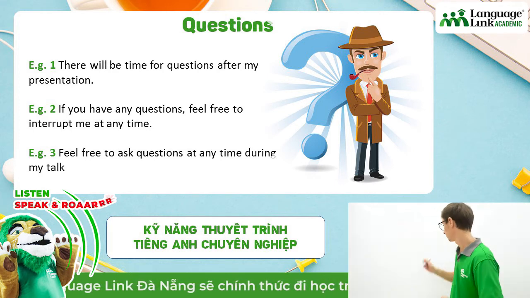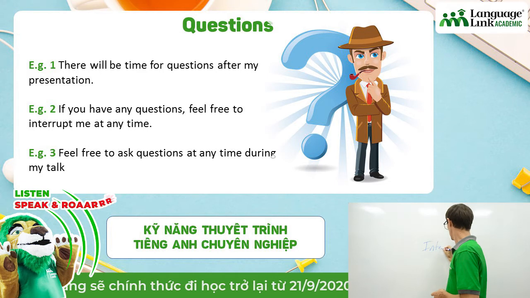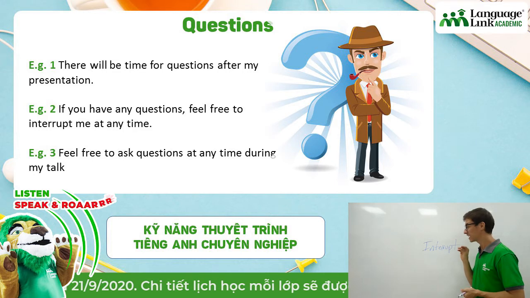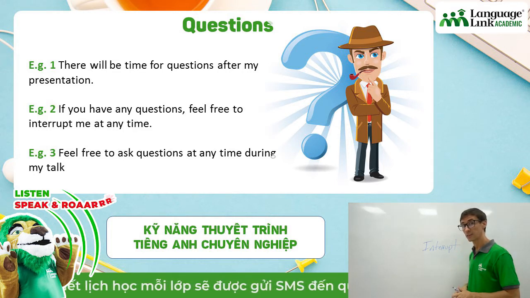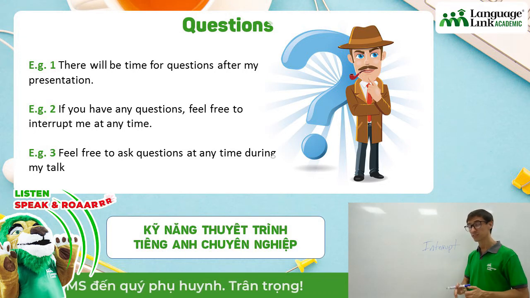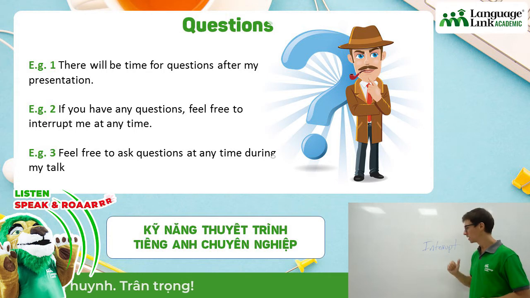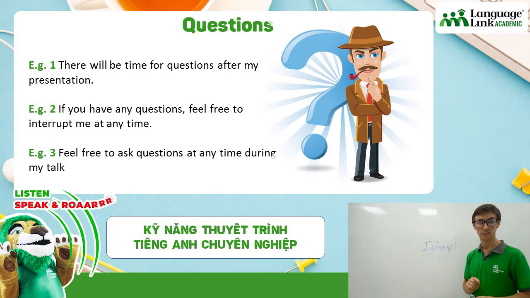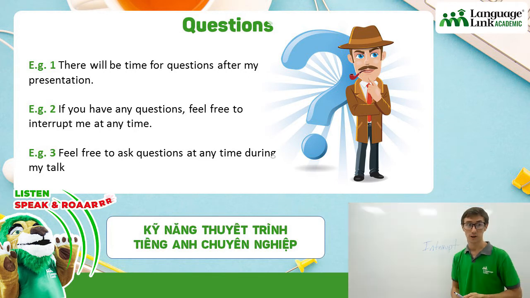Let's write this one on the board. Interrupt. So, while I am speaking, somebody stops me in the audience, one of the delegates, to ask a question. Maybe you want this. Maybe you want to answer their question at the time. So, if you're happy with this, you can say, feel free to interrupt me at any time. Maybe you don't want this. Maybe this isn't what you think of with your presentation and you want them to wait until the end. So you can use our first phrase, there will be time for questions after the presentation.